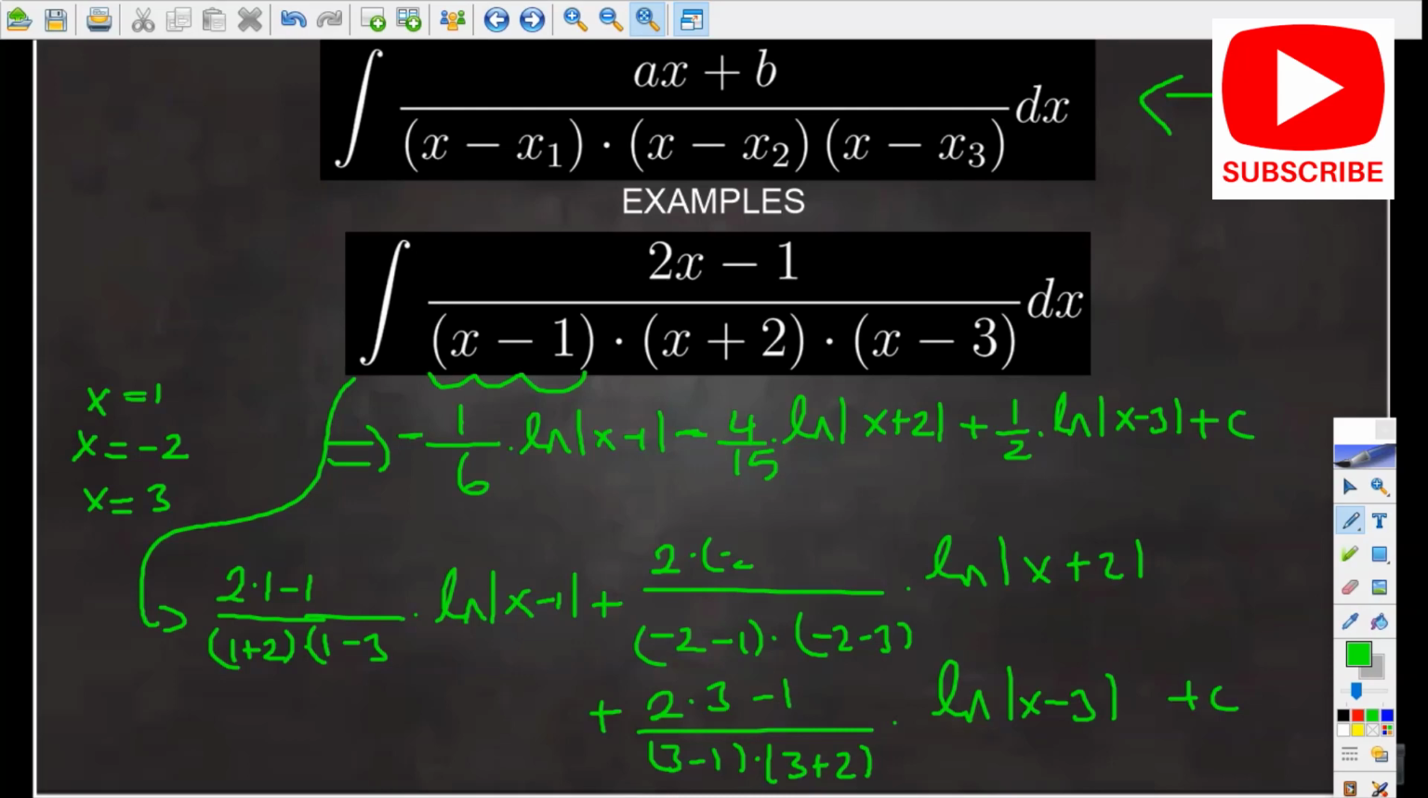Normally you can apply the partial fraction method, but it's going to take at least 3 to 4 minutes to bring this integral down. Alright, let's move on to the second problem.